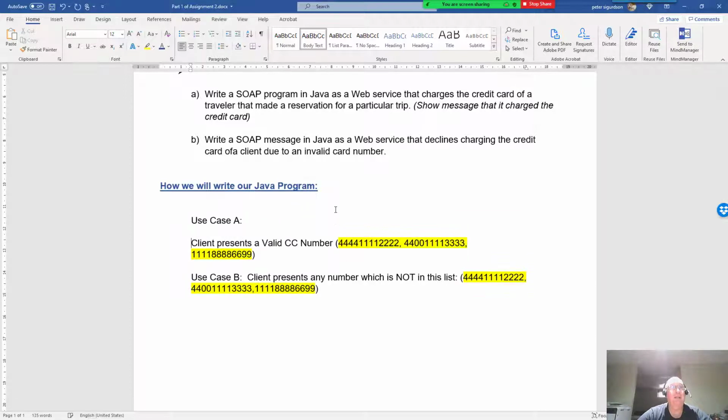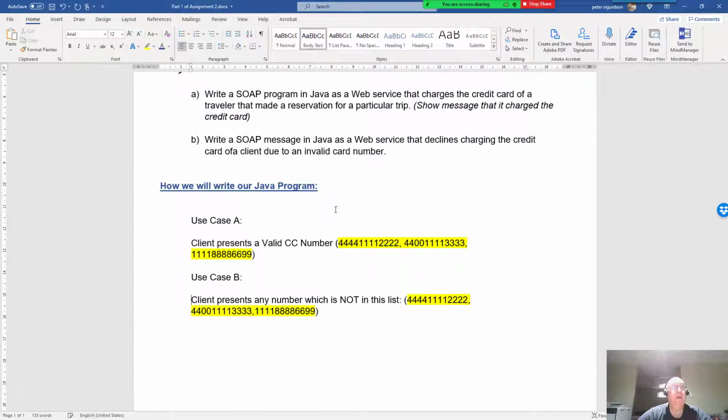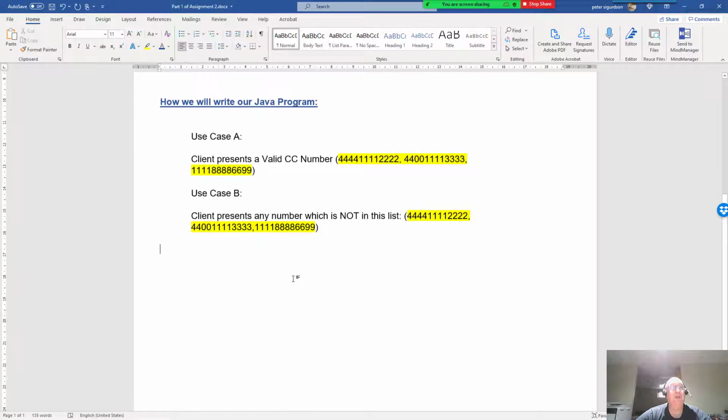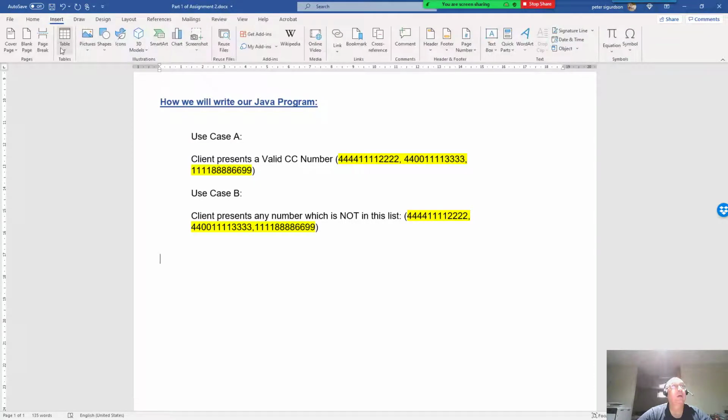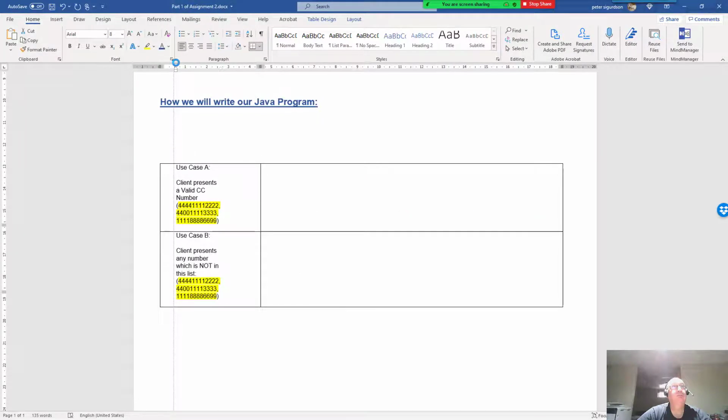So here's our use cases. In fact, let's make this as a table. Maybe that's easier to keep organized for you. So what do we need for our use cases? Actor, goal, and scenario. So let's do that.